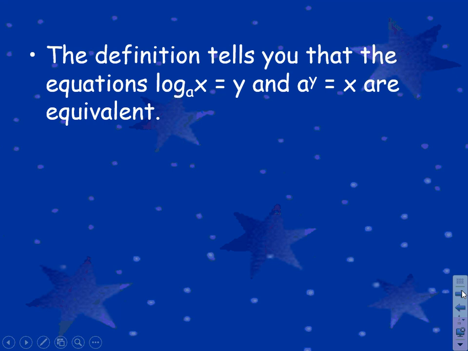Log base a of x is equal to y. So now, when I rewrite it into the log form from exponential form, do you understand that a to the y is exponential form? Because there's an exponent. When I write that into log form, now I can solve for an exponent, and I don't have to guess and check anymore. That's how you're going to solve for an exponent.